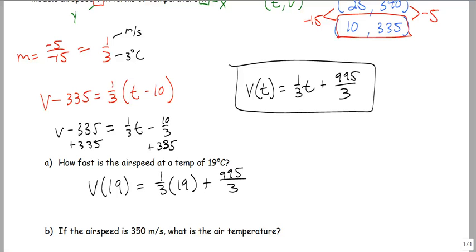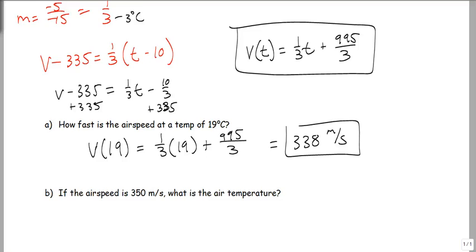So you type that in. I mean, you can type that in directly. You can use function notation in the calculator. Any way you want to do that. But when you do that, you should get an answer of 338 meters per second. Exactly. So that's how you figure things out when you know what the temperature is.